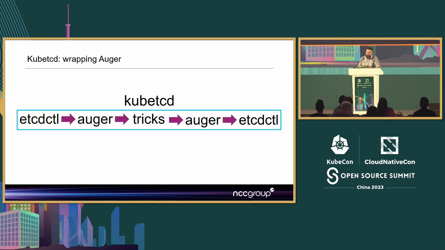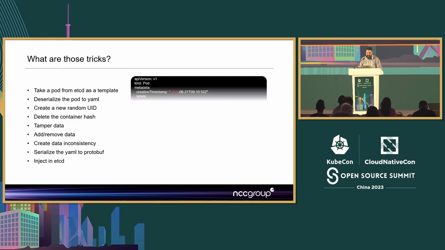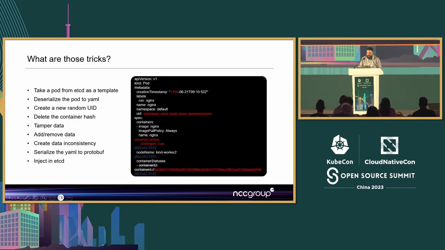Crazy. So I started playing with this tool, testing some changes in those extracted YAML files, and then putting it back into etcd just to see how the cluster reacts. And I found some interesting results. So I thought that it would be a good idea to create a wrapper for this tool that automates the entire process. And you can see here in the middle, let's say tricks, and I'm going to explain in detail what those tricks are. So here I've detailed the entire workflow of this wrapper called kubectd, along with some of the tricks involved.